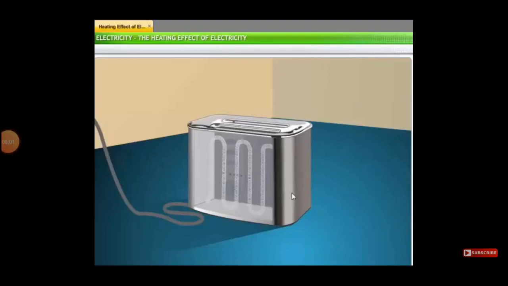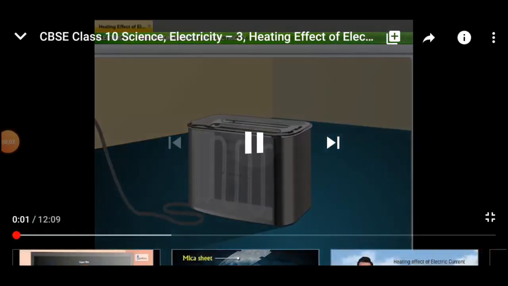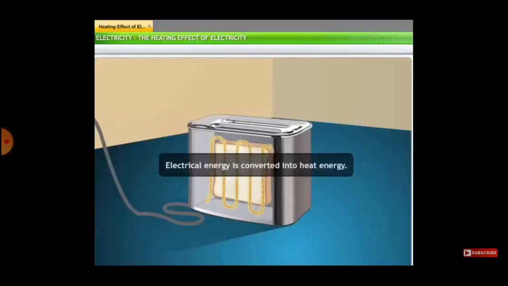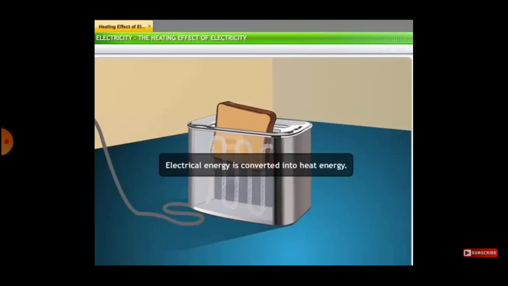In this session, we are going to see about the heating effect of electric current. Consider electric appliances like a toaster, which convert electrical energy into heat energy. How is the electrical energy converted into heat energy?